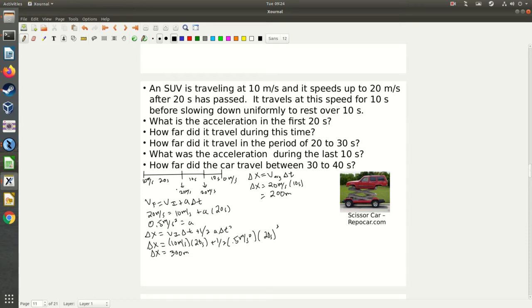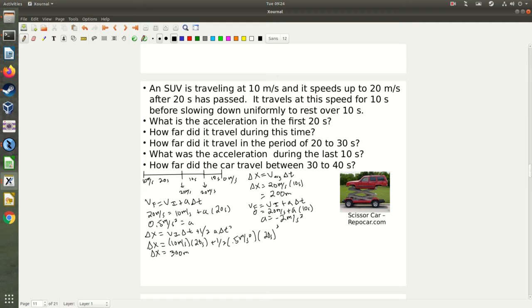Okay, then it says what was the acceleration during the last 10 seconds? Once again, I'm going to use my Vf equation to find the acceleration. Not the only way, but I believe it's the easiest. Because I know my final speed is 0. I know my initial speed is going to be 20. And my acceleration is what I'm looking for, but my time is 10 seconds. So it's going to give me negative 20 over 10. My acceleration is going to be negative 2 meters per second squared.